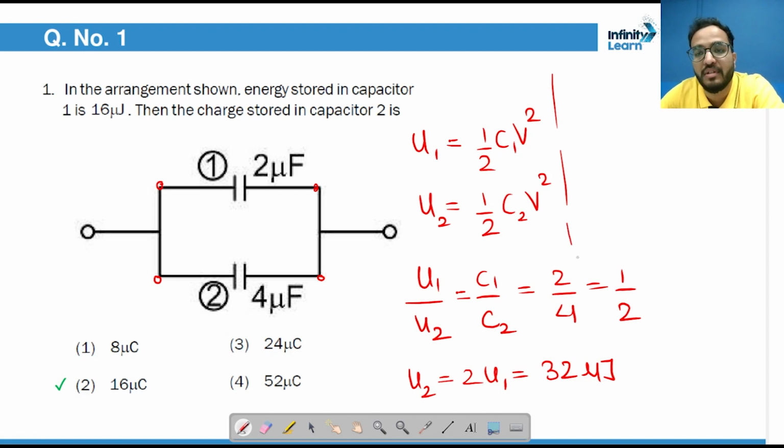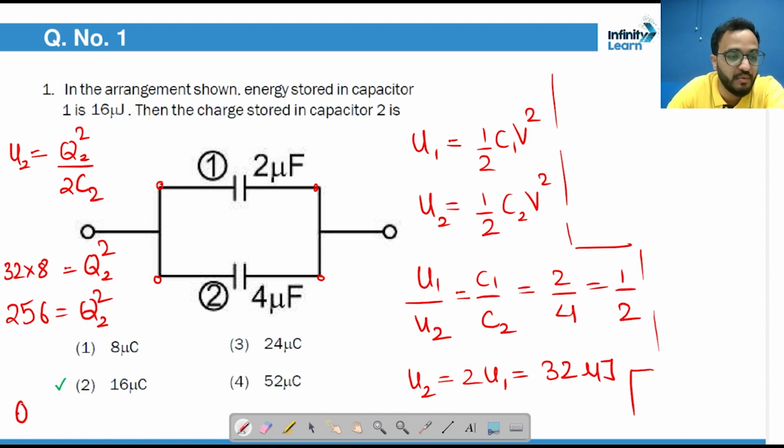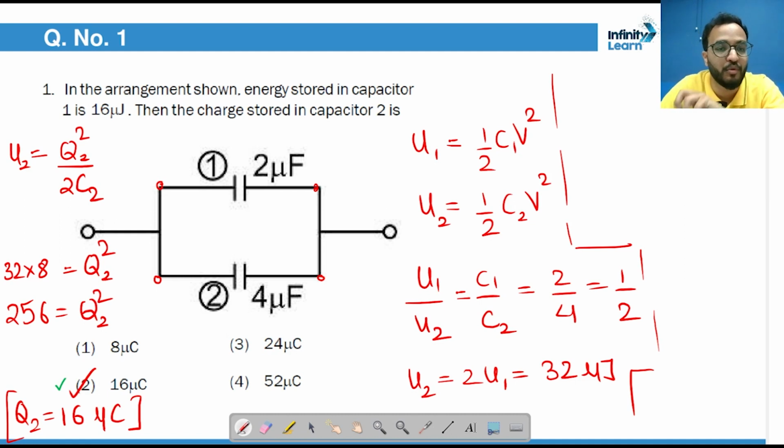Now 32 microjoules is the amount of energy that is stored in the second capacitor, but we don't want the total amount of energy. What we need is the total amount of charge that is residing on the second capacitor, right? So we will say that U2 is equal to Q2 square by 2C2. Am I correct? Now what is C2? 4, so 2 C2 is 8. 8 into U2, that is 32 into 8, is equal to Q2 square. So 32 into 8 is how much? 256 is equal to Q2 square. So what is Q2? It is 16 microcoulombs. Got it? So the second option is correct. This is how we are going to approach the first question.